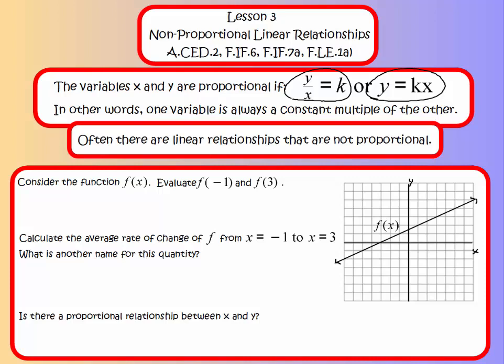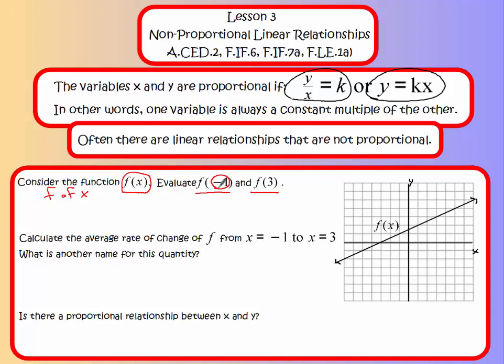Consider the function f of x. Remember, that's how you say this. This reads f of x, and it means the function evaluated at x. All right, so we want to evaluate f of -1 and f of 3. Now, what does that mean? That means I want to look on the x-axis for this number, -1, and I want to determine what the y value is when x is -1.